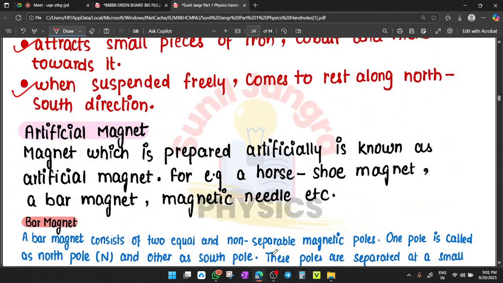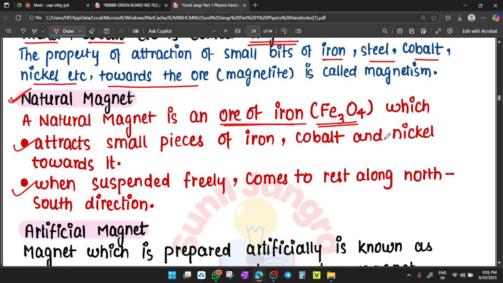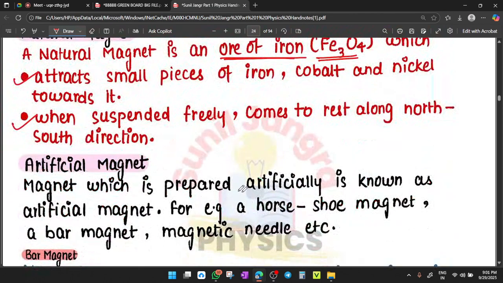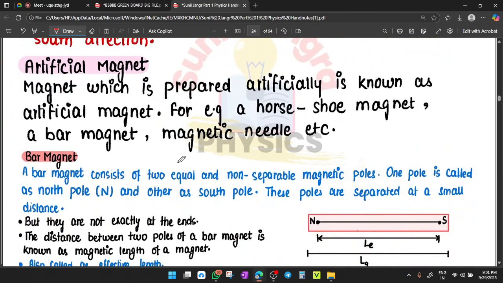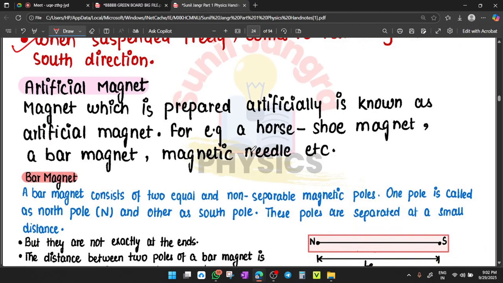Now talking about artificial magnets. Few magnets are found inside the earth, and having attractive as well as directive properties, they are known as natural magnets. But artificially, we can prepare some magnets by special methods. Those magnets are called artificial magnets. Examples are the horseshoe magnet, the bar magnet, and the magnetic needle. All these types of magnet are artificially prepared.